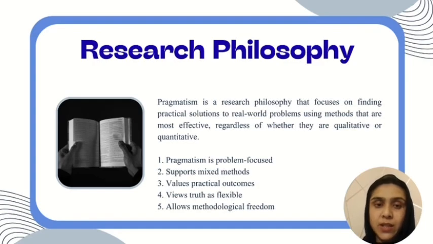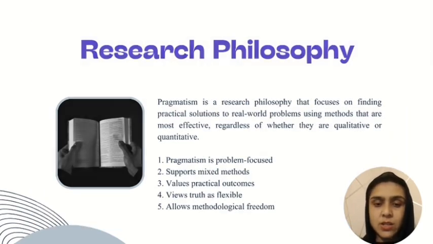Pragmatism views truth as flexible. Knowledge is considered true if it works in practice and helps address the research question. Truth is not fixed but depends on the context and usefulness. Pragmatism allows methodological freedom. Researchers are not restricted to use one research approach. They can test theories, they can build new insight, they can use any tool to design. This flexibility makes it highly compatible with complex research design.